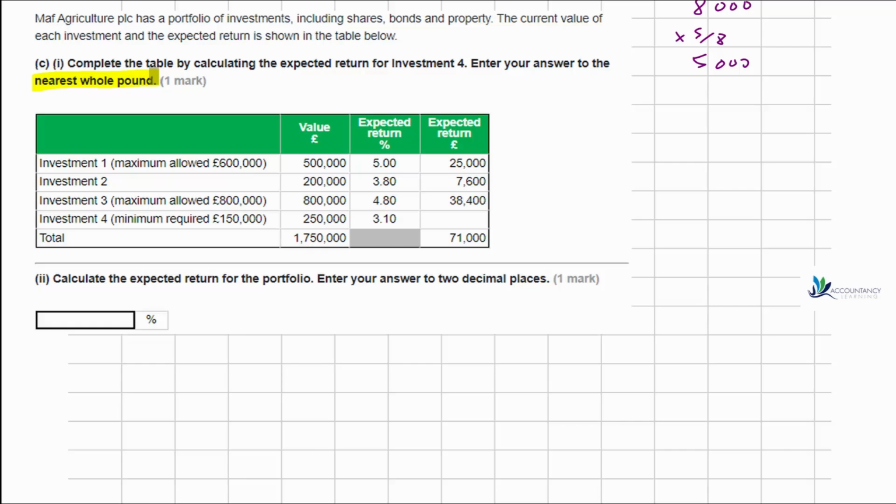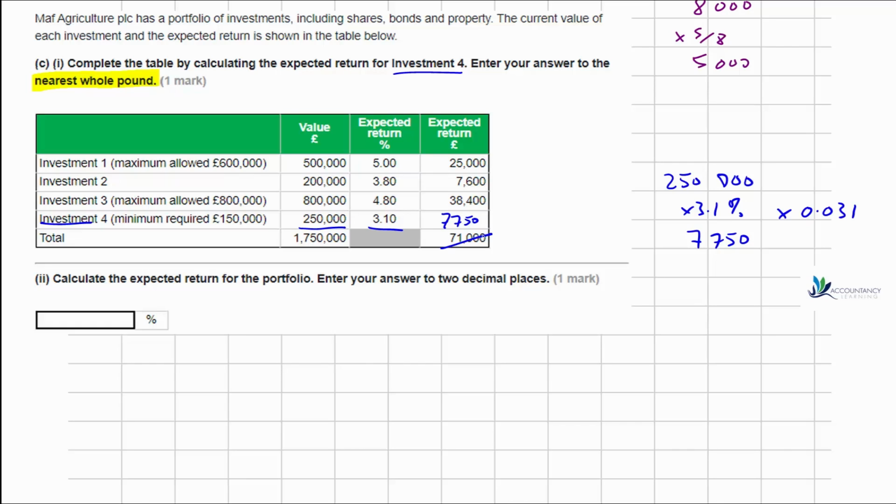So we're looking at investment 4, aren't we? That was the one specifically highlighted for us. So with investment 4, we have a value of 250,000 that we can invest, and it's going to return 3.1%. So our expected return is going to be the £250,000, and we multiply by 3.1%. Remember, in your calculator, that's the same as multiplying by 0.031. And that gives us a total of £7,750.